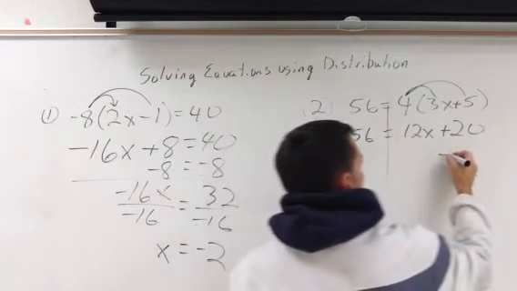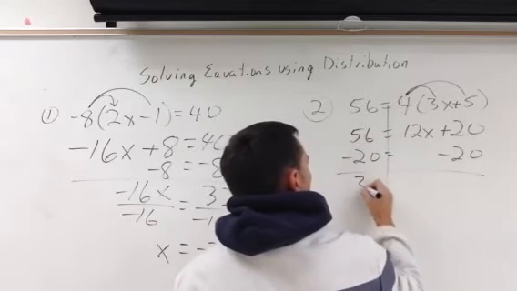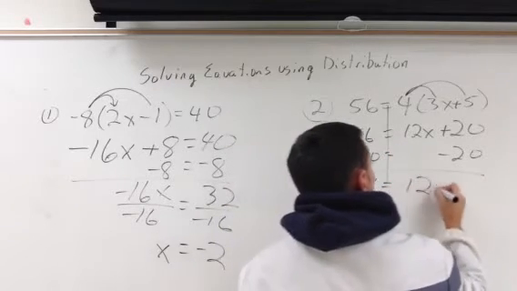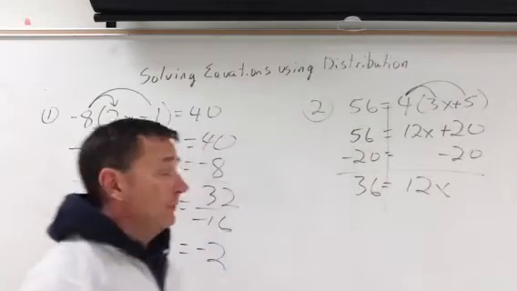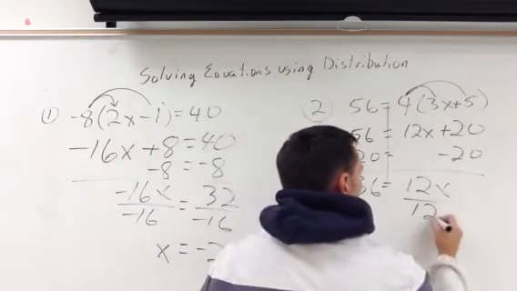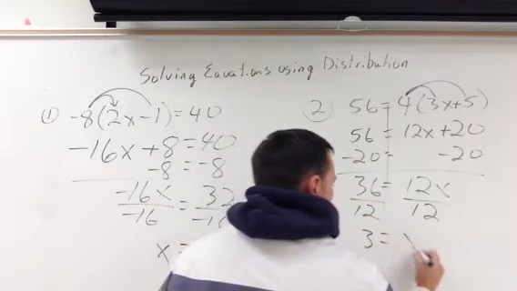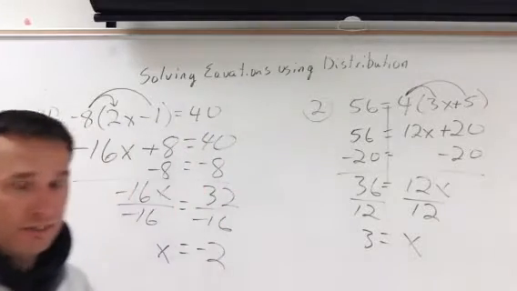Add our opposites. We end up with 36 equaling 12x. Again, once we see numbers on one side, variables on the other, divide by the coefficient. That's the number multiplying the variable. And we end up with 3 equaling x.